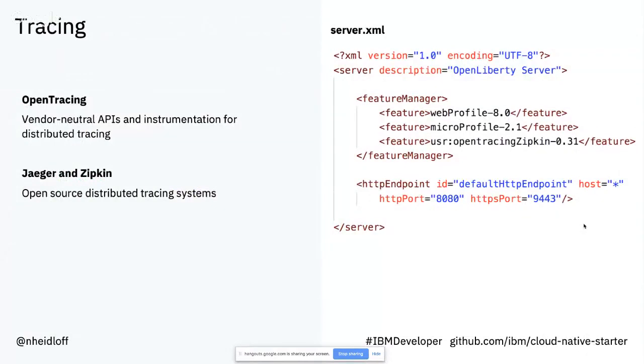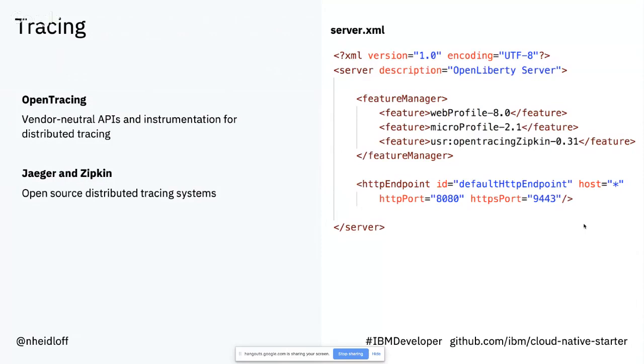Next topic, still part of observability, it's tracing. And what tracing means is, how can you see which service invokes which other service, how long does it take, are there bottlenecks, and so forth. And the way you do that is by using OpenTracing, which is a vendor-neutral API. And then there are different tracing systems like Jaeger and Zipkin. And you can very easily just use that in MicroProfile.